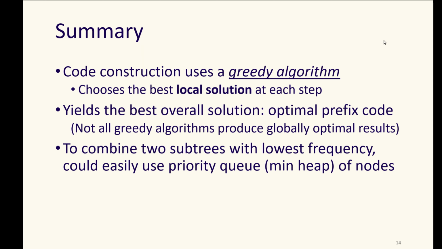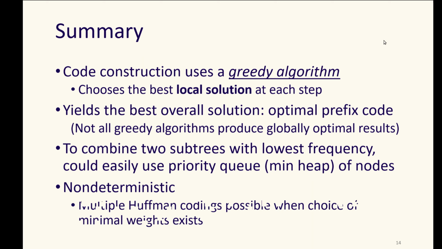When we combine those two subtrees with the lowest frequency, we could use fast operations like we've seen before with priority queues, for example, where we can get the minimum value node, the next minimum value node, and so on. One note is that Huffman codings are non-deterministic if you have multiple characters with the same frequency. We have to make a choice between those, but there are good schemes for coming up with a single form of how we would make those choices, such as alphabetical ordering.